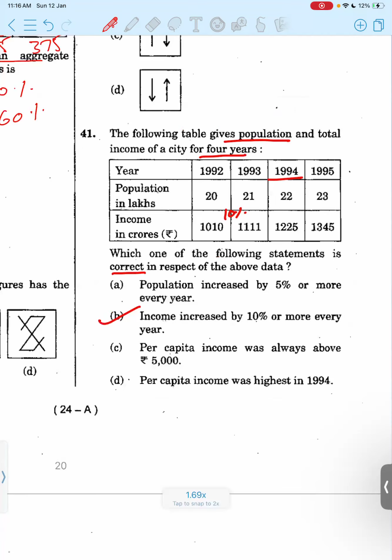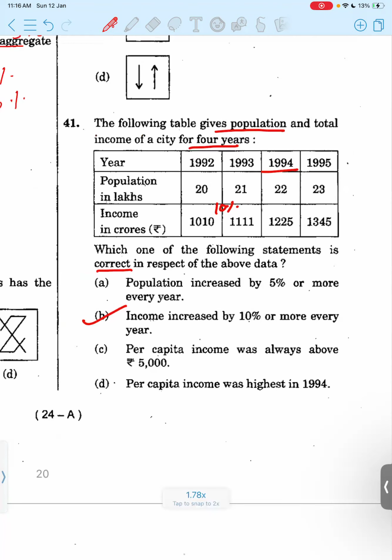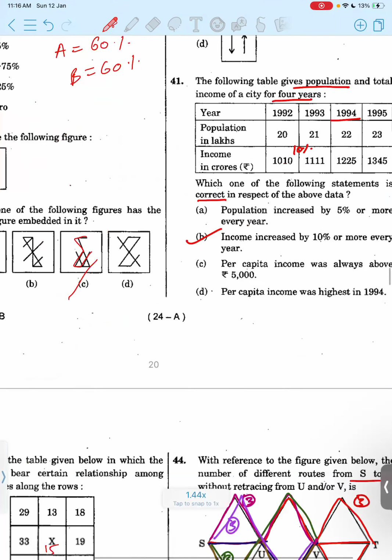So here, this is again a mathematical question. We have a set of data on the population and the income, and we have to identify which is the correct trend as per the options given to us. Which one of the following statements is correct? I didn't solve it completely, but on the basis of certain calculations, I believe it should be that income has increased by 10% or more every year. It is option C. Yes, we'll recheck this and calculate it again.